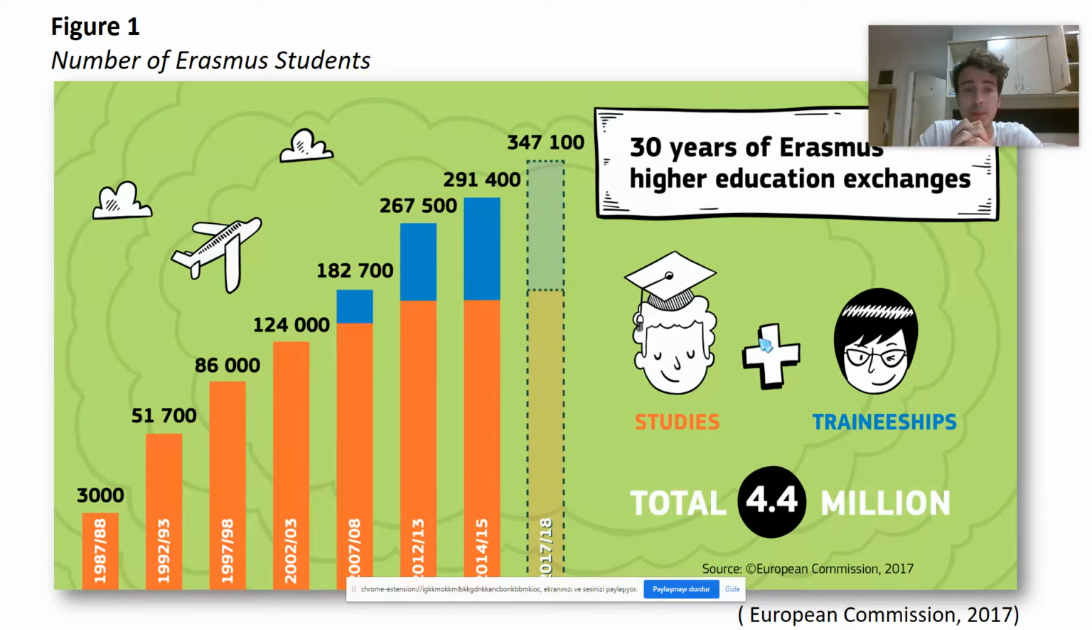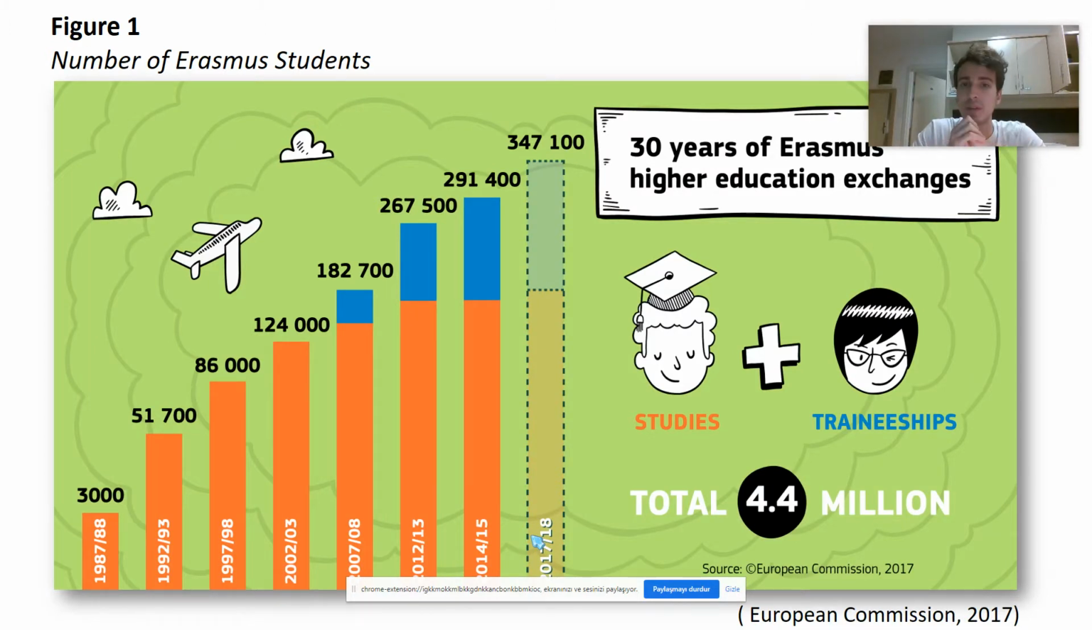It was created by the European Commission in 2017. It represents the number of Erasmus students by years between 1987 and 2017. The vertical axis stands for the number of students, while the horizontal axis represents the years.